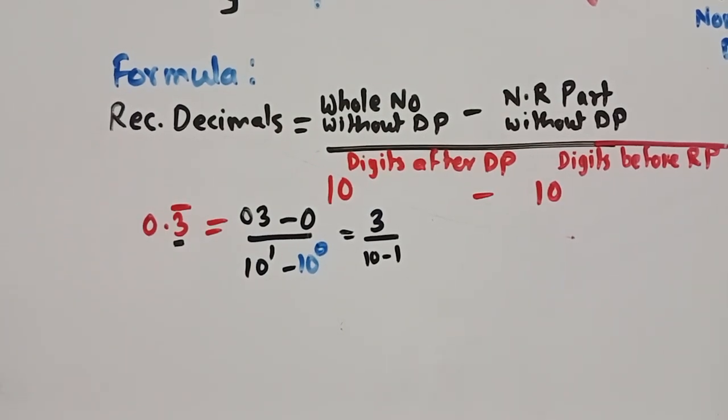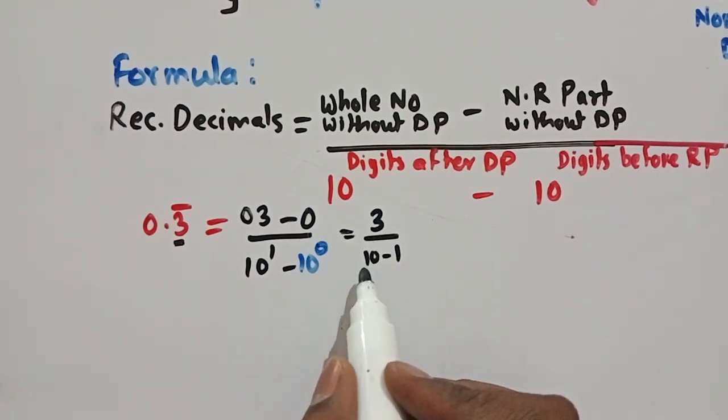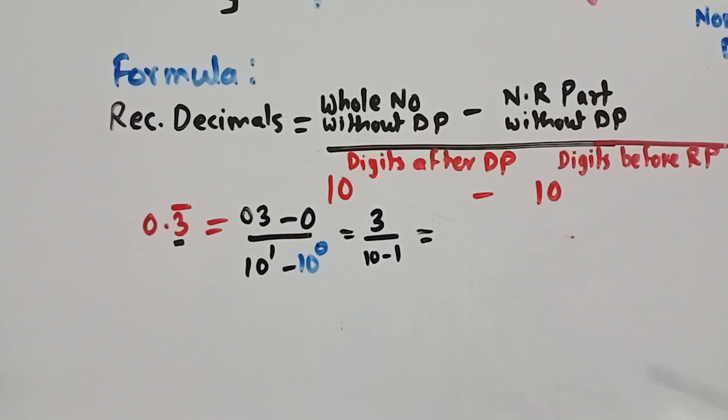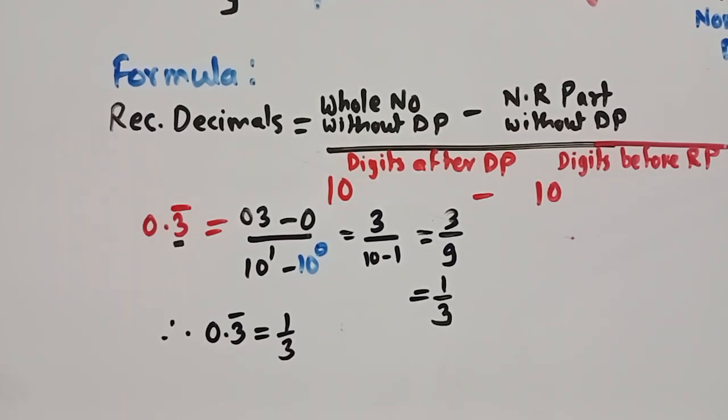After solving this, we'll get 3 and in the denominator 10 minus 1, equals 3 by 9, which can be further simplified as 1 by 3. Therefore, 0.3 bar equals 1 by 3. Let us see another example.